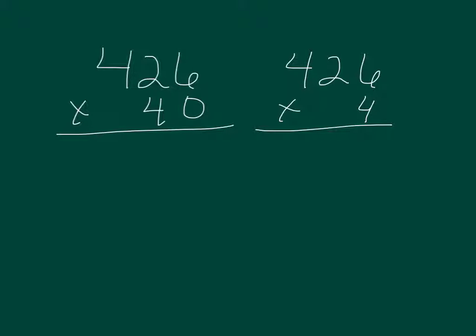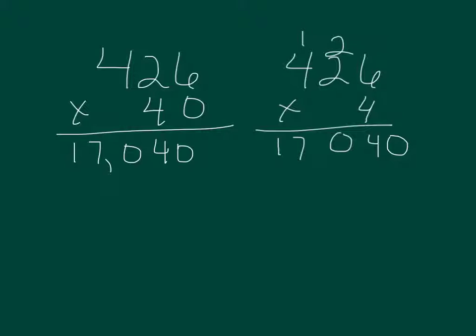4 times 6 is 24. Drop the 4, carry the 2. 4 times 2 is 8, plus 2 is 10. Drop the 0, carry the 1. 4 times 4 is 16, plus 1 is 17. Now, because this is a multiple of 10, we take this 0 that's over here, and we just put it on to the end of our answer, like so. So 426 times 40 is 17,040.